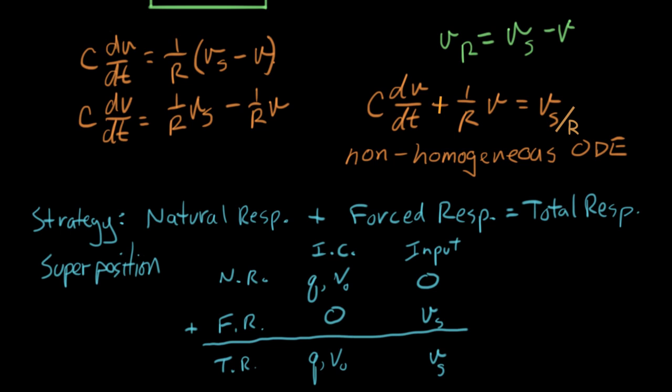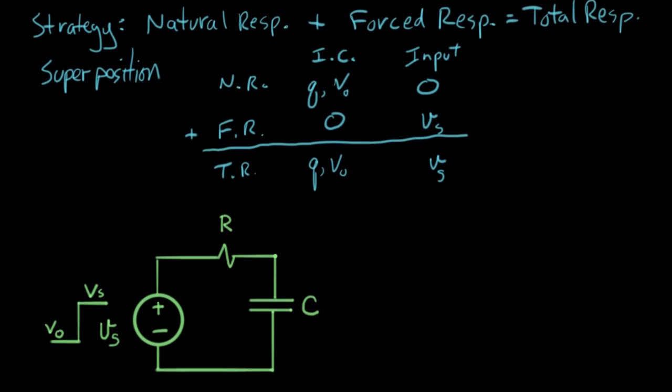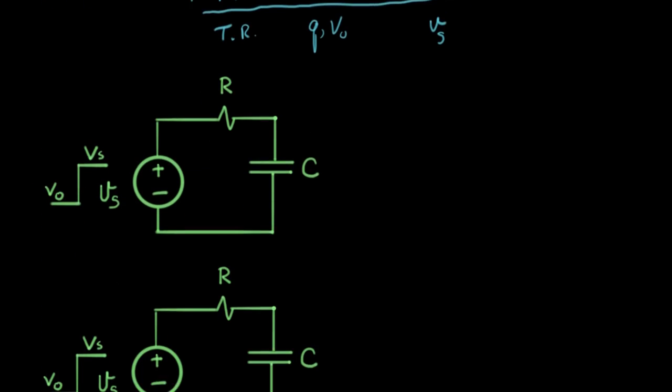In the last video on step response, we set up the differential equation that describes our circuit, and we found that it was a non-homogeneous equation. And now we're going to follow through on the strategy of solving it with a forced response plus a natural response.